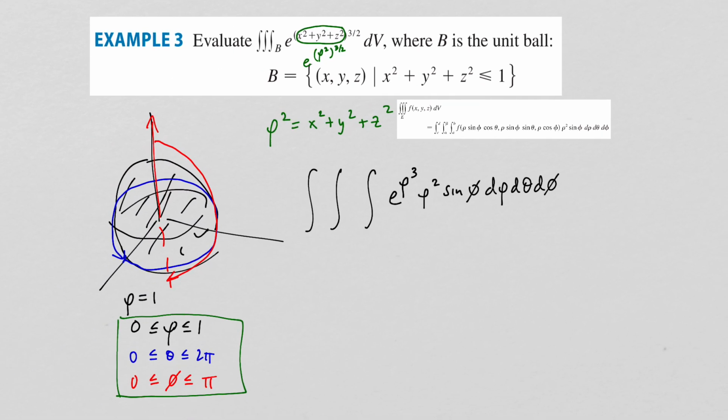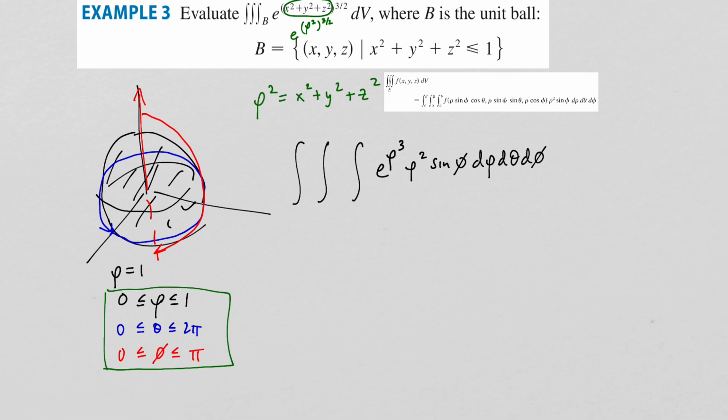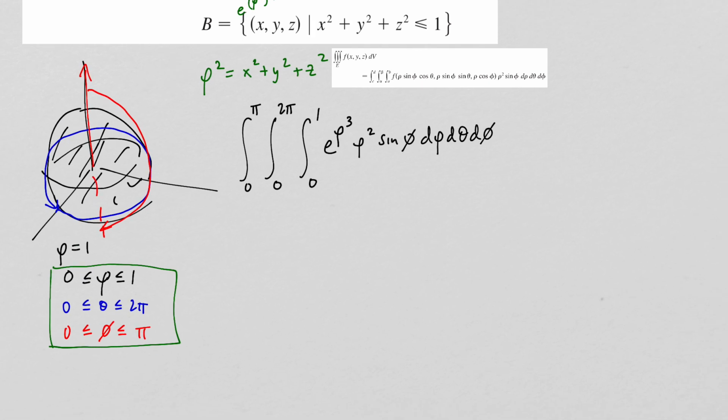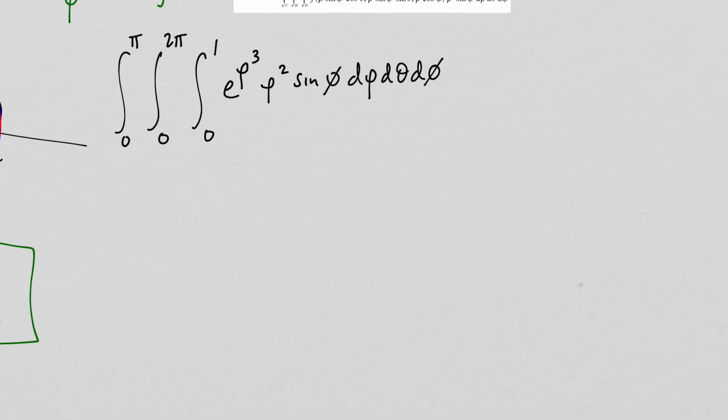We're going to integrate with respect to rho first, and rho goes between 0 and 1. Then theta is next, and theta goes between 0 and 2 pi. And finally, phi goes between 0 and pi. Now we just need to integrate like usual.